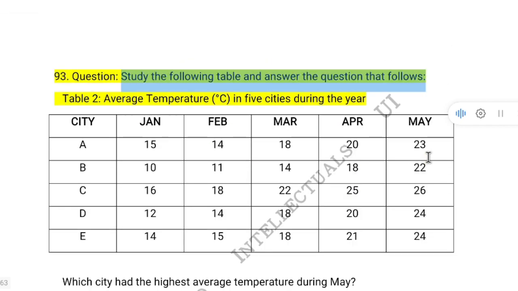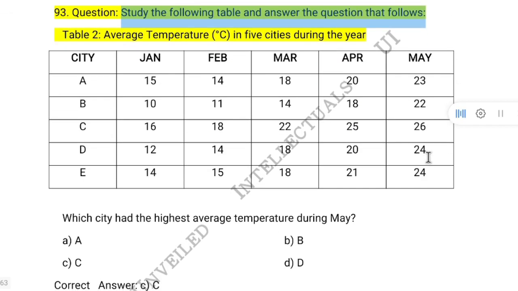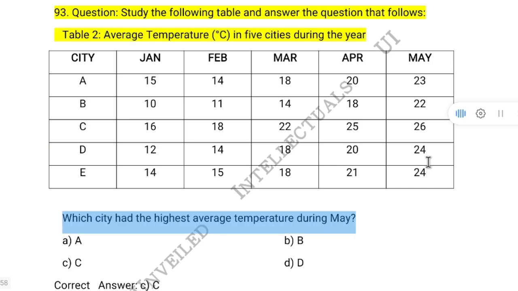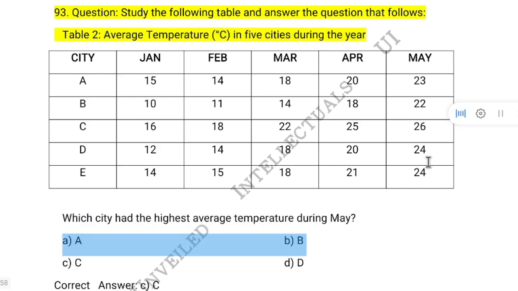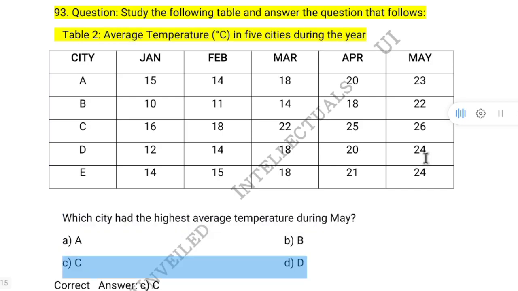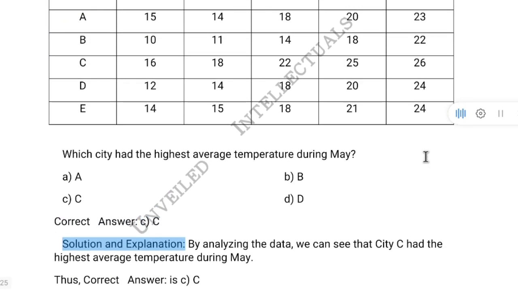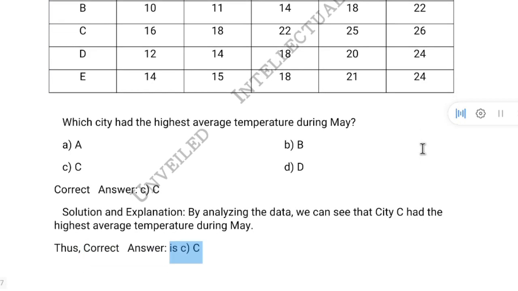93. Question. Study the following table and answer the question that follows. Table 2. Average temperature, degrees C, in 5 cities during the year. Which city had the highest average temperature during May? A, B, C, D. Correct answer. C. Solution and explanation. By analyzing the data, we can see that city C had the highest average temperature during May. Thus, correct answer is C.